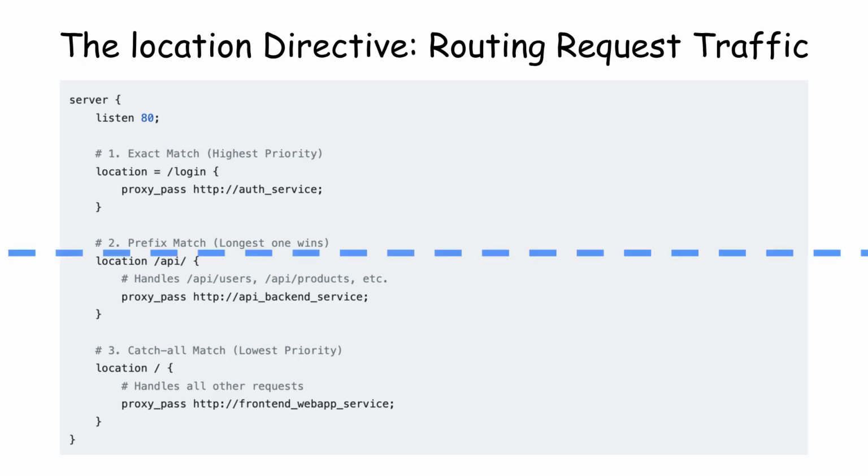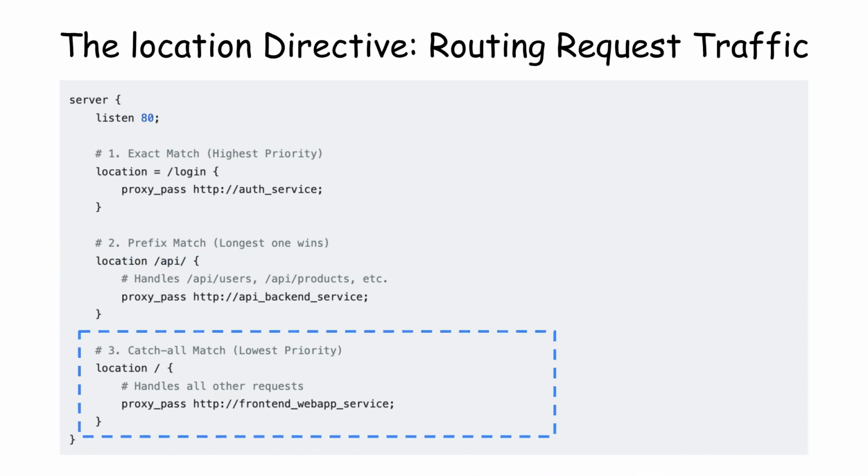Finally, if a request doesn't match any of the more specific blocks, it will be caught by the generic location /. This block acts as a final catch-all, making it perfect for directing all other traffic to its default destination, like our main frontend_web_app_service.